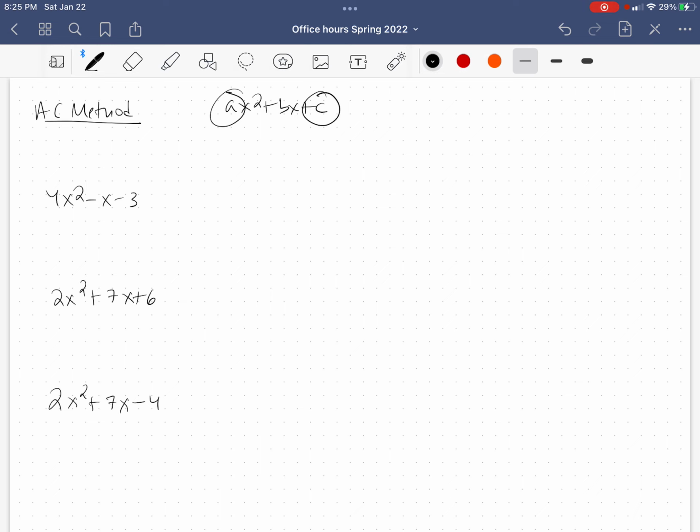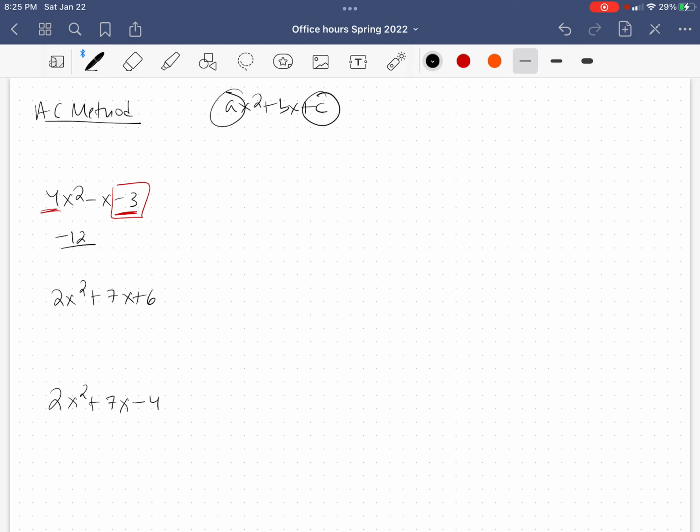Okay, now this is not going to be a quick method like Monic Quadratics was. There's some work involved. All right, so A times C, and don't forget the minus sign with that C. 4 times negative 3 is negative 12. Now this part is going to feel a lot like the Monic Quadratic factoring.